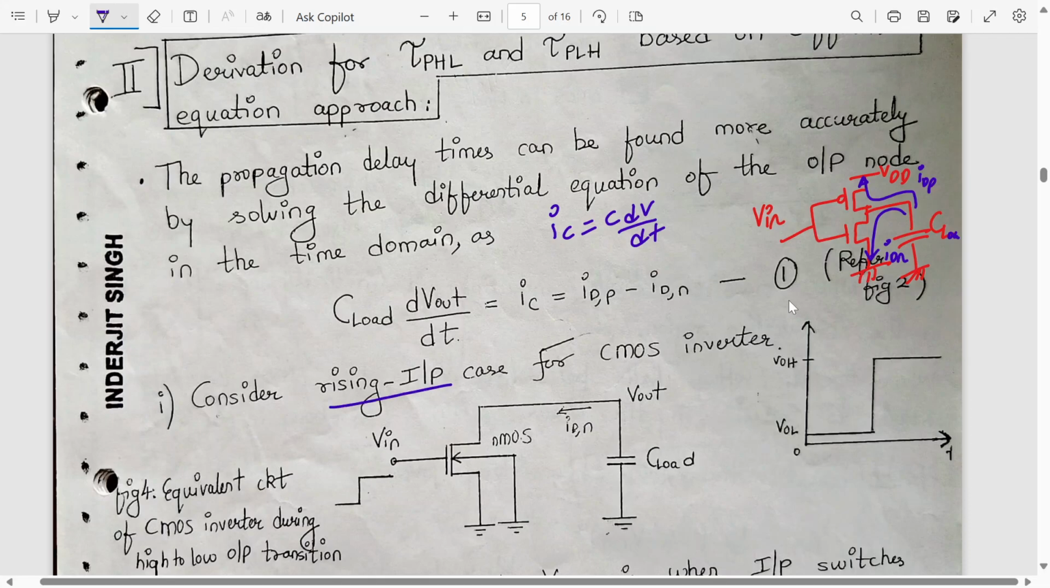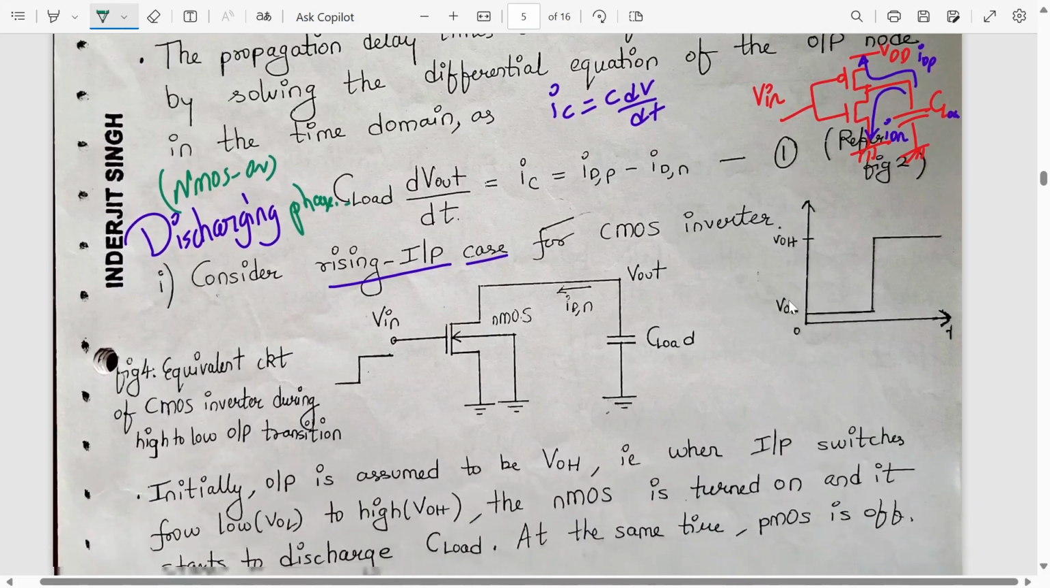Now we consider the rising input case. When the input is rising, it's going from VOL to VOH, and the output should go from high to low. Yes or no? When the output goes from high to low, that means it is in the discharging phase. For a discharging phase, which transistor is on? NMOS is on. So we consider only the lower part of the circuit. Let's say the capacitor is already charged to VDD, and now the discharging takes place in this fashion. The current is IDN.